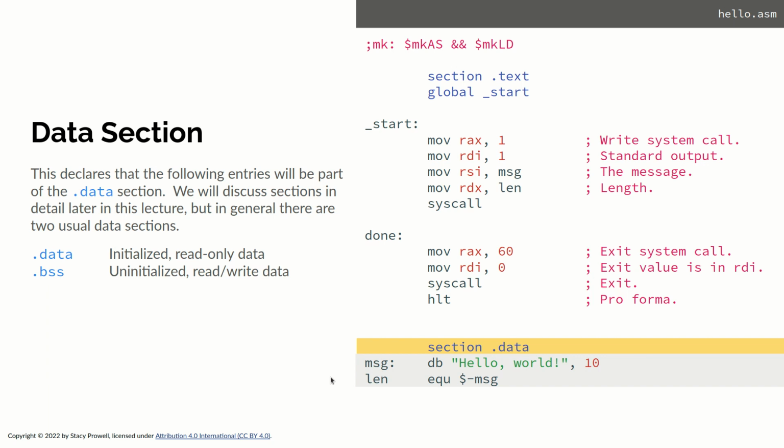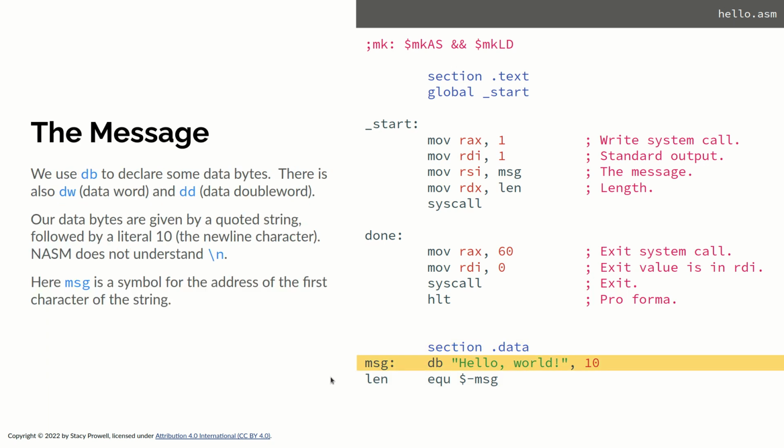And so what's in there? Well, we have this message, hello world, new line. A new line is an ASCII 10. NASM does not know about \n, so we'll just stick a 10 on the end. That's fine. So this is a series of data bytes. DB is data byte. There is a DW. There's a DD for data double word. There's a DQ for data quad word. Different ways of specifying data. With data bytes, we can take a quoted string like this, and it will convert that into the sequence of bytes to represent that string.